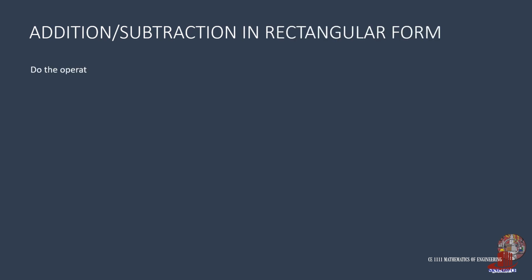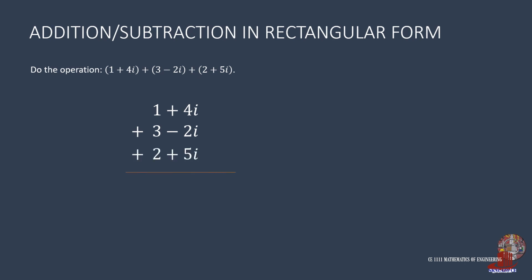Just like algebra, in collecting similar terms, adding or subtracting complex numbers can easily be done by aligning the real numbers and the imaginary numbers. Say we are to add 1 plus 4i with 3 minus 2i and 2 plus 5i. It would be clearly seen that when we arrange them vertically, the real numbers to be added are 1, 3, and 2, summing up to 6. Then the imaginary numbers are 4i, negative 2i, and 5i, totaling to positive 7i. So the resulting complex number is 6 plus 7i.